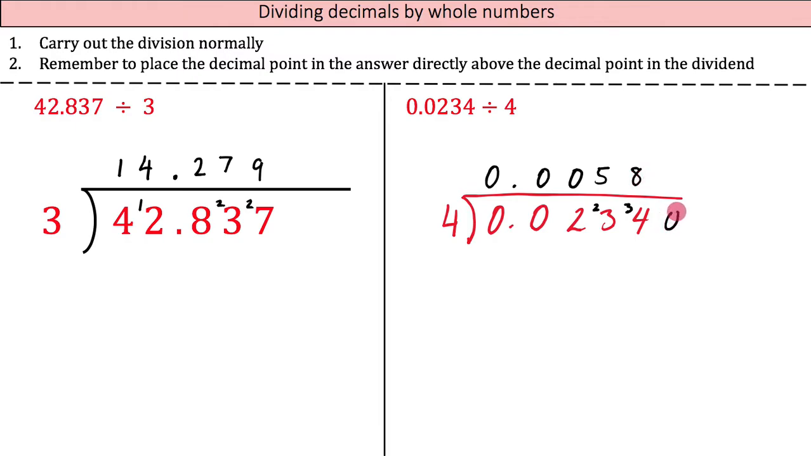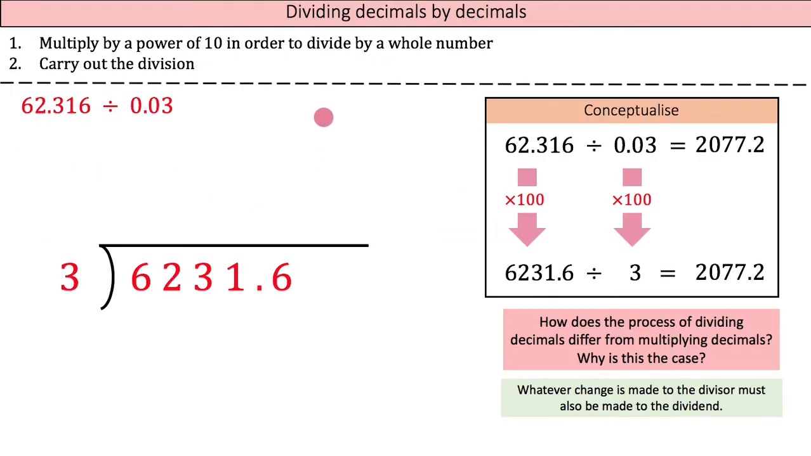I'm going to have to put a 0 here and carry that 2 across. How many times does 4 go into 20? It goes in 5 times. So my answer is going to be 0.00585. And just like that, we have covered our first topic, which is dividing decimals by whole numbers. Let's now move on to our second one, which is dividing decimals by decimals.